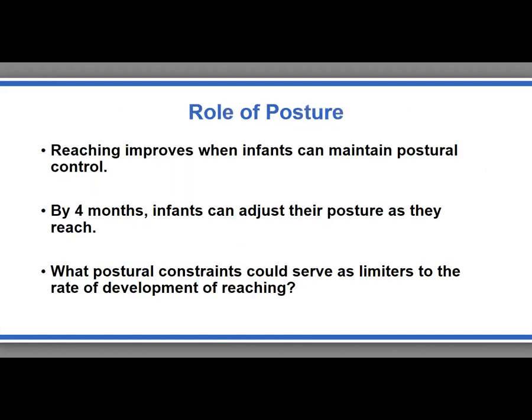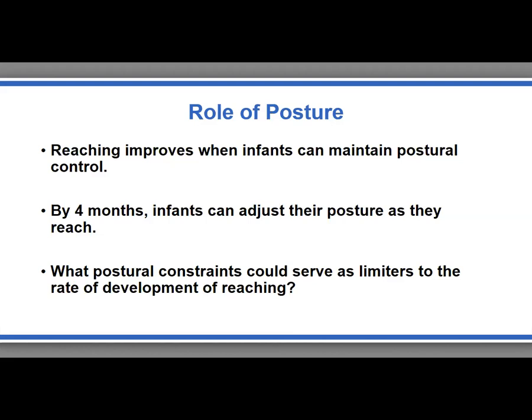Role of posture. Reaching improves when infants can maintain postural control. They don't have to try to use their arms as much for balance. By 4 months, infants can adjust their posture as they reach, so they learn to shift their balance and their weight. What postural constraints could serve as limiters to the rate of development?